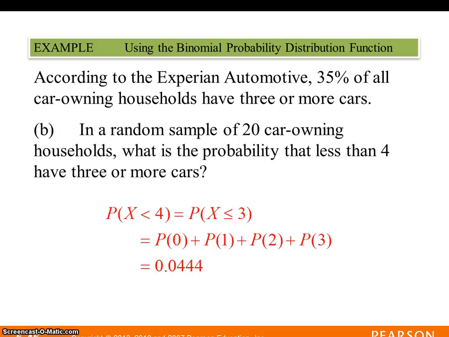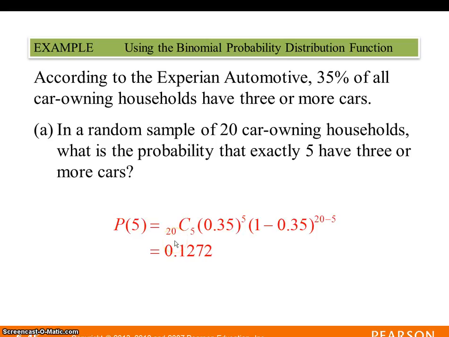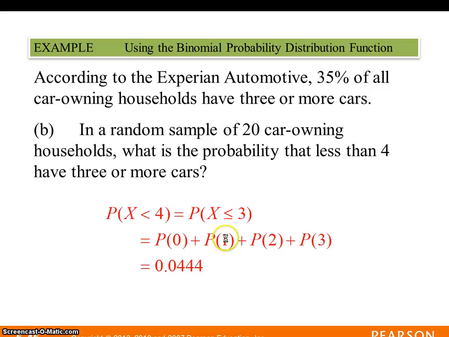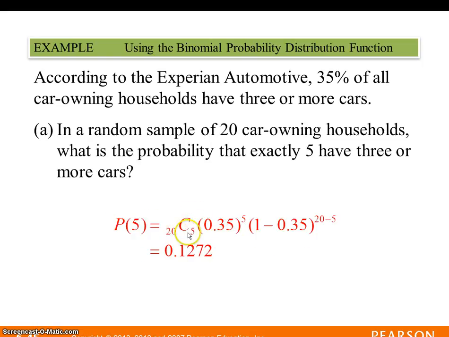I should mention, each one of these you'd have to calculate using the formula again. For the first one, you'd calculate 20C0 of 0.35 to the 0 power times 1 minus 0.35 to the 20th power. For P sub 1, you'd calculate 20C1 of 0.35 to the 1st power times 1 minus 0.35 to the 19th power, etc.